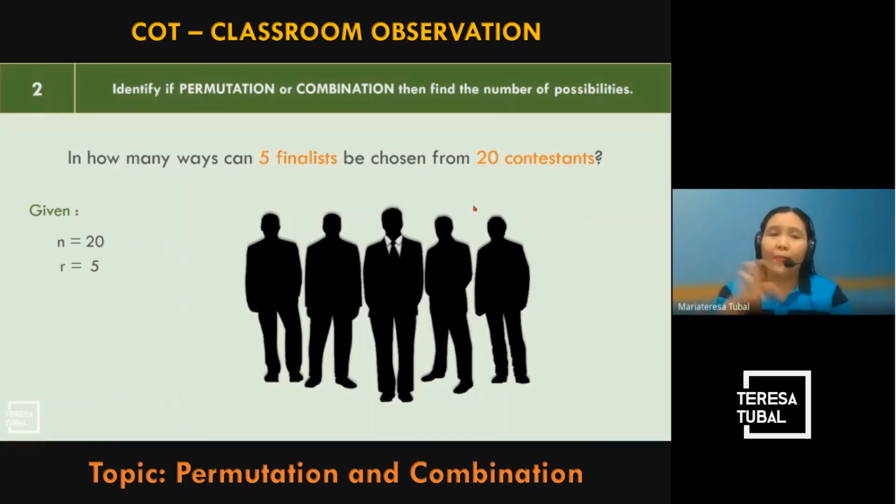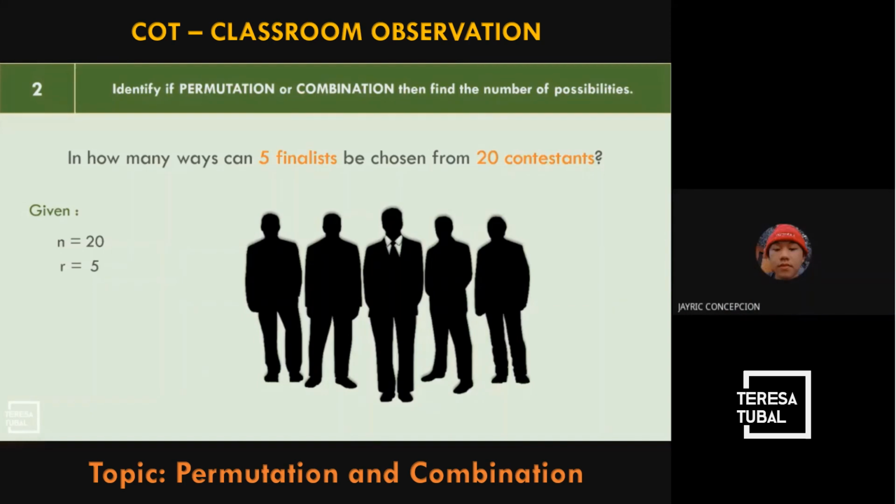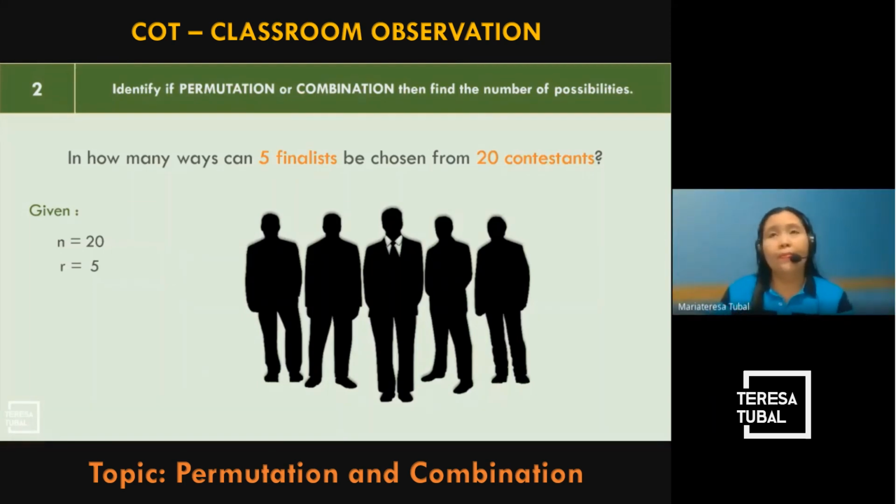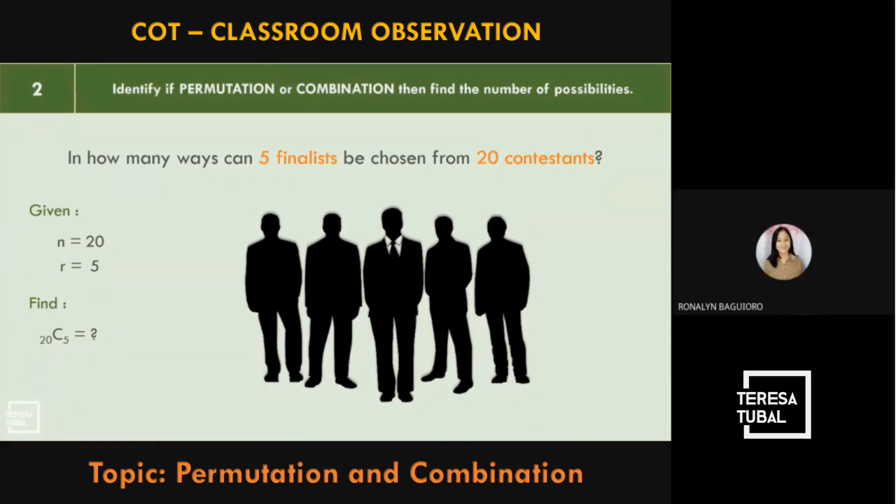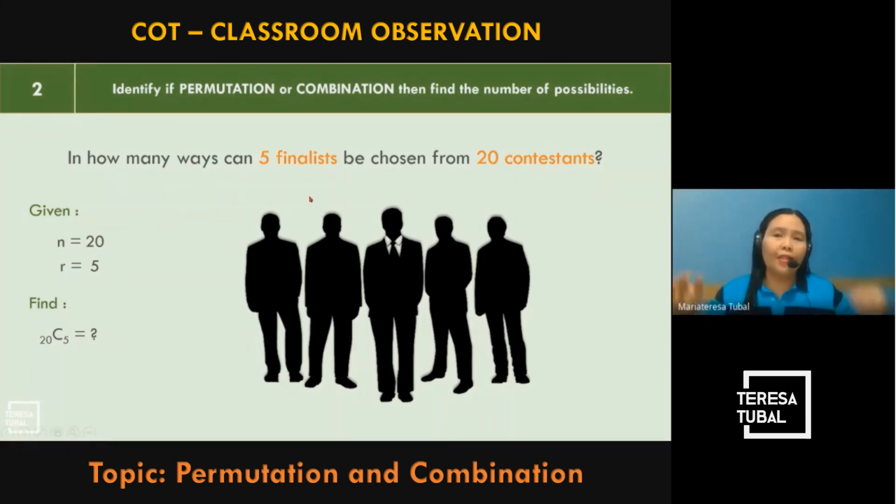Do you think this problem is a permutation or a combination? Combination po, ma'am. Okay. Why combination? Why do you think this problem is a combination? Wala po kasing sinabi kung sino po yung mauuna, ma'am. Okay, wala. So parang sa isang contest, parang sipnayan, walang sinabi kagad kung ito ay first, second, third. So as you can see, this example is a combination.